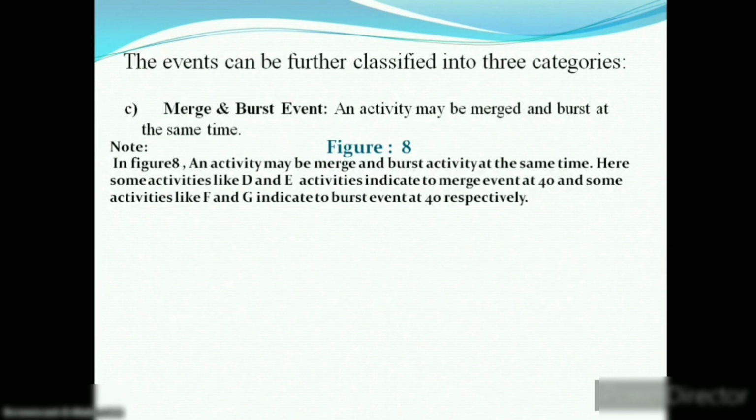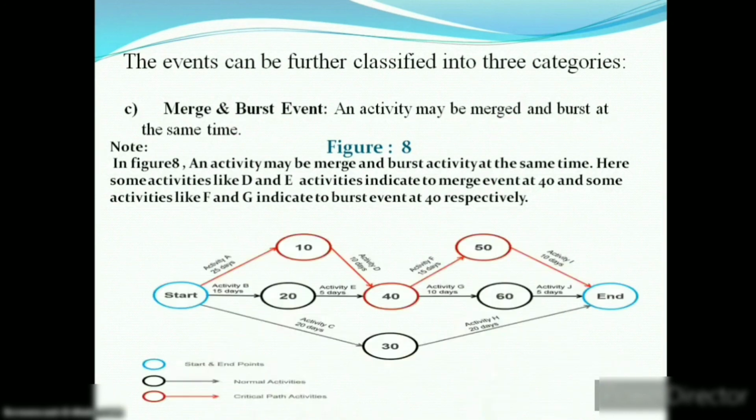On the other hand, when an event is merged for some activities and burst for some other activities simultaneously, it is known as a merge and burst event. As you can see, in this network an event, that is 40, is merged for activities D and E, and bursts for activities F and G simultaneously. So we can say event 40 is a merge and burst event.